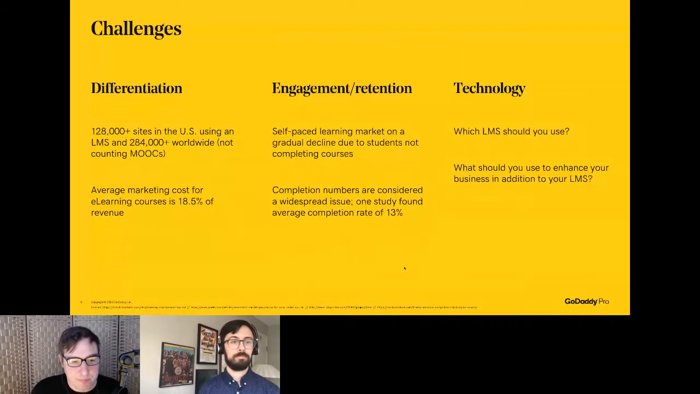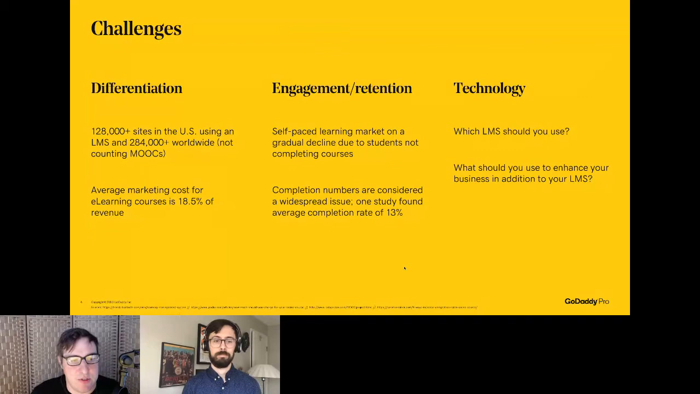Because of that, the average marketing cost for a learning site becomes a fairly good chunk of your revenue. The average marketing cost for a course is 18.5% of the revenue for that course. So it's going to take a real investment in what you're taking in to get more people coming in.